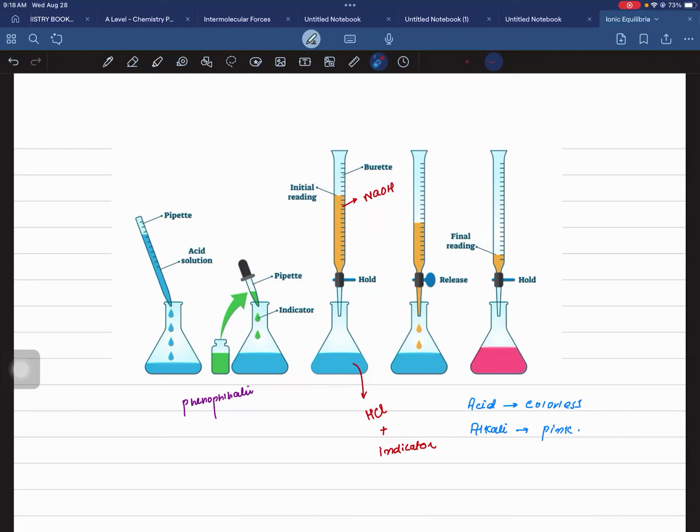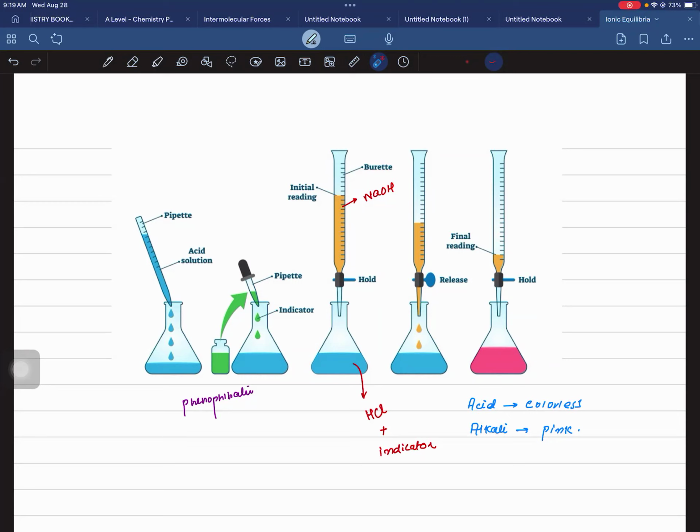Suddenly you will see the color change. It indicates that you should just stop the titration. Why? Because all of the acid that you have taken in the conical flask has been finished. So you are supposed to just stop the titration. Now you are going to add an extra amount of sodium hydroxide into the conical flask. That's why the color is going to change from colorless to pink. This pink color represents that in this conical flask we have extra base that is not being neutralized.